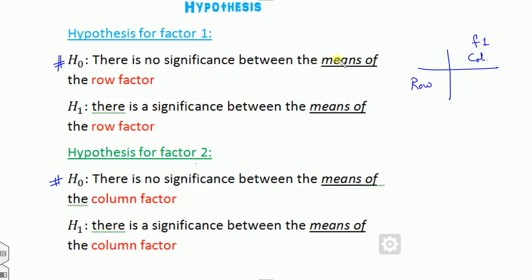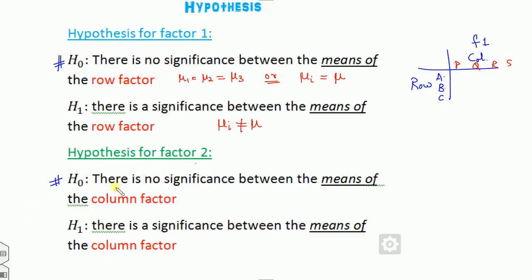So H0 is, here look at that, these are my rows A, B, C, D and so on. And these are my columns, say P, Q, R, S and so on. So what is H0? There is no difference between them. So we write mu1 is equal to mu2 is equal to mu3, if there are 3 rows. Or you can say mu I is equal to mu. And H1 is, there is a significant difference between them.